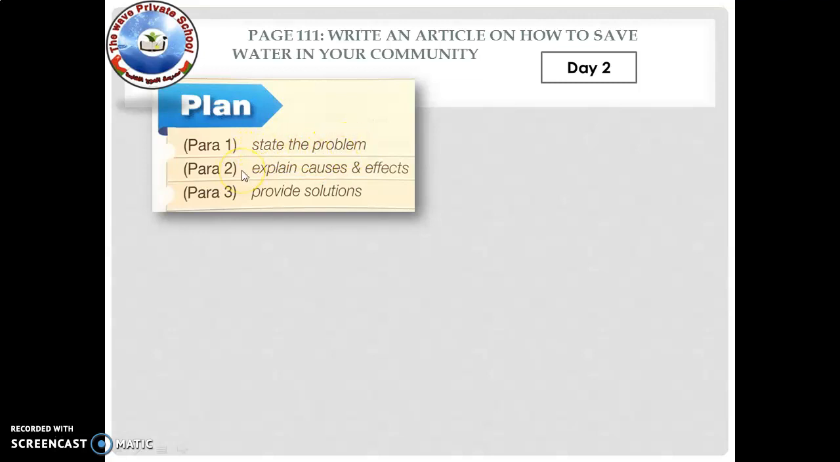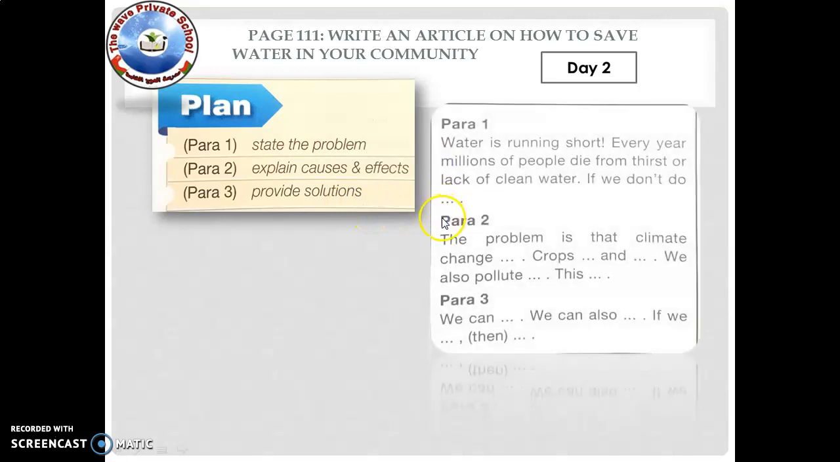And then paragraph 2, explain the causes and the effects. What are the people doing that gives the problems, and what are the problems? Paragraph 3, provide solutions. What can you do? What can you and the people in your community do to avoid the problems? Now, this is how you're going to do paragraphs 1, 2, and 3.